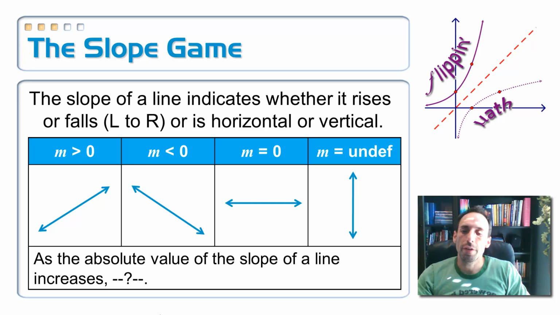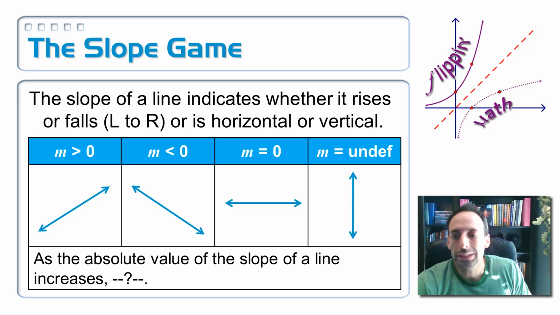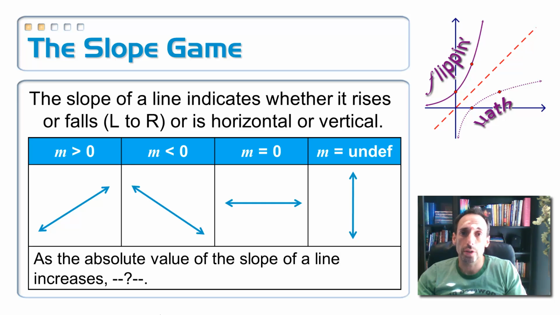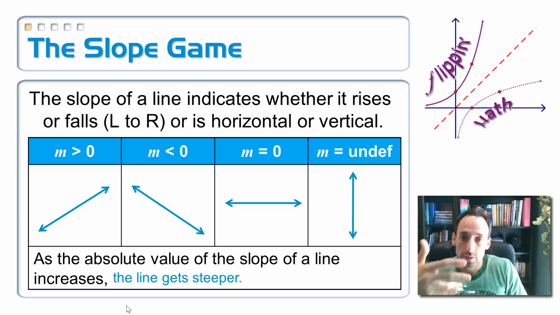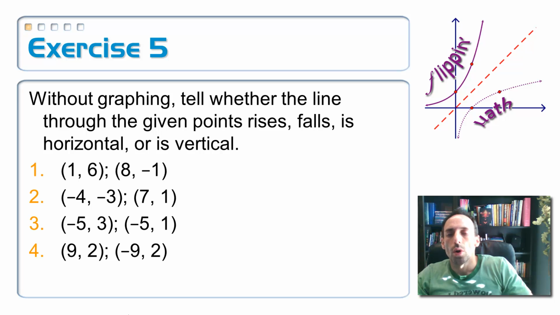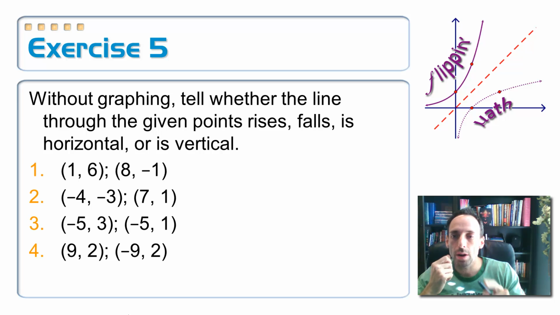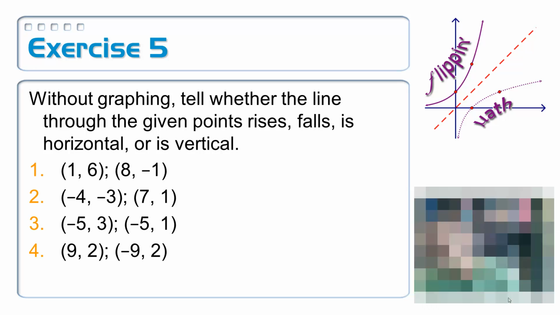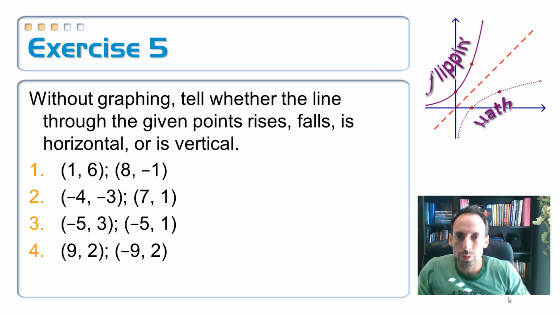Okay. And then finally, as the absolute value of the slope of the line increases, so that number is getting bigger and bigger and bigger, what's happening to that line? It's getting steeper and steeper and steeper. Okay? All right. So, without graphing, tell whether the line through these points rises, falls, is horizontal, or is vertical. So I want you to go ahead and pause the video, calculate the slopes of each of those, and determine if it's rising, falling, horizontal, or vertical. Alright, not terribly difficult, right?